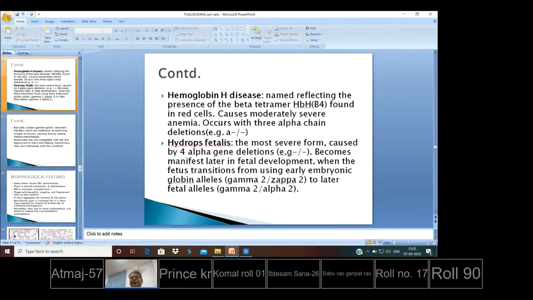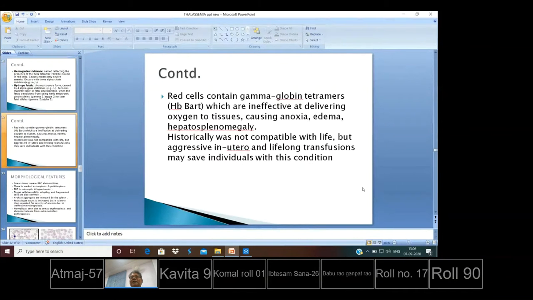Hydrops fetalis, the most severe form, is caused by 4 alpha gene deletion. All the 4 genes are deleted. It becomes manifest later in fetal development when the fetus transitions from using early embryonic globins, zeta 2 epsilon 2, to the later fetal globin, gamma 2 alpha 2. Red cells contain gamma globin tetramer, Hb Bart's, which is ineffective in delivering oxygen to tissue, causing anoxia, edema and hepatosplenomegaly. Historically it was not compatible with life, but aggressive in utero and lifelong transfusion may save individuals with this condition.